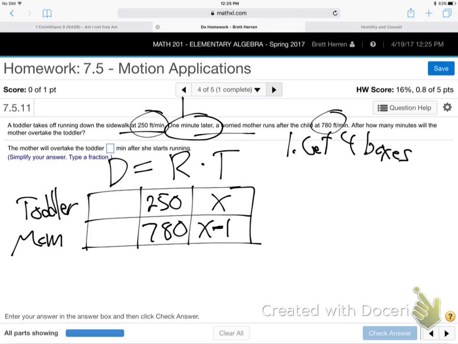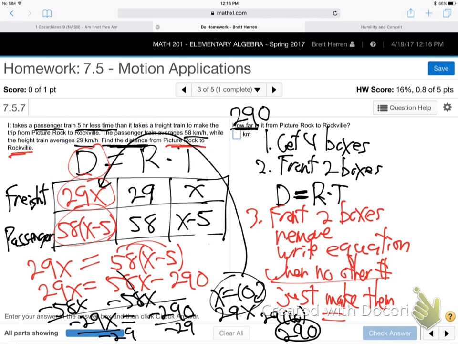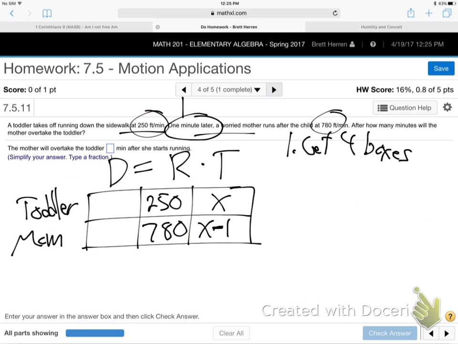All right, so we got our 4 boxes. You're getting the hang of this time thing, but just like the last one, what was the last? One of the trains left later. Left 5 hours later or something? Same kind of thing. It was 5 hours less time. So that was x minus 5 in the time box, right? This one says the mom leaves 1 minute later. So x minus 1.